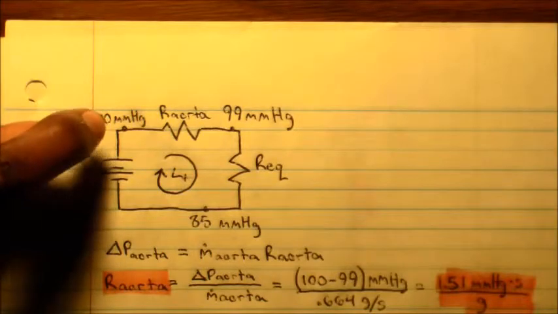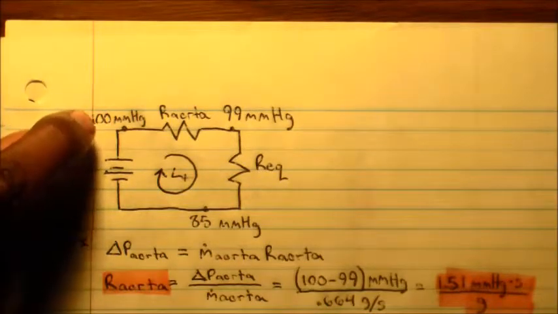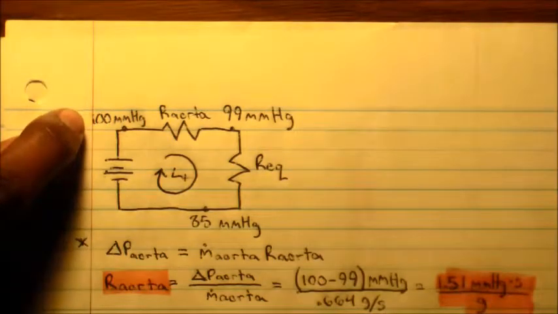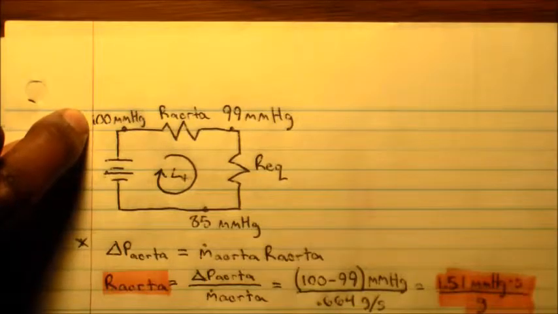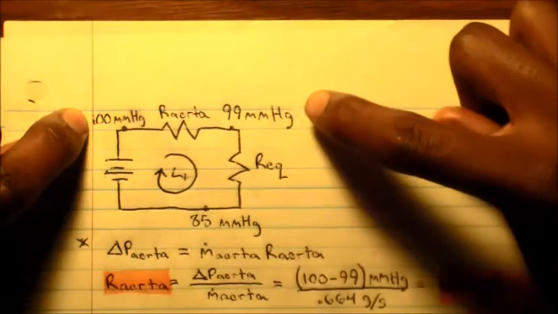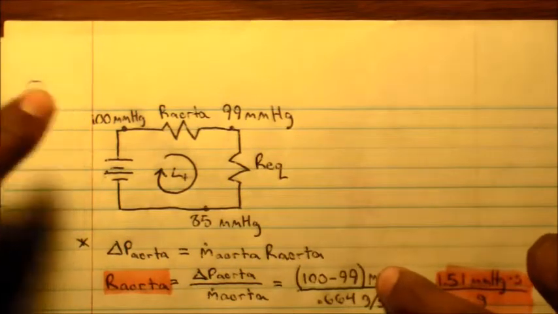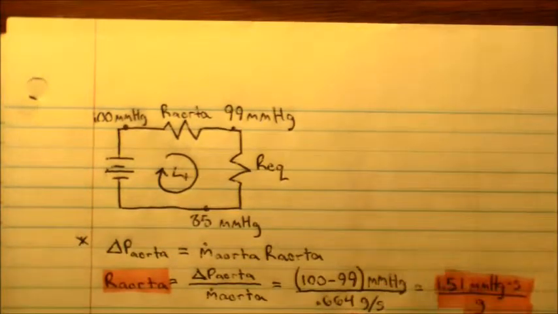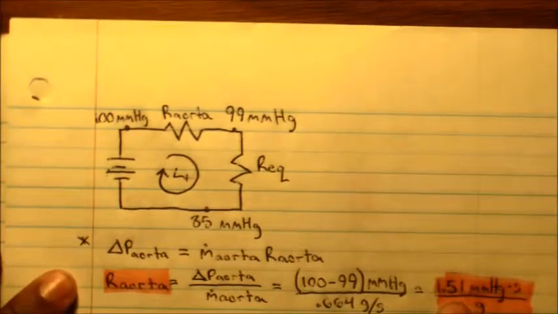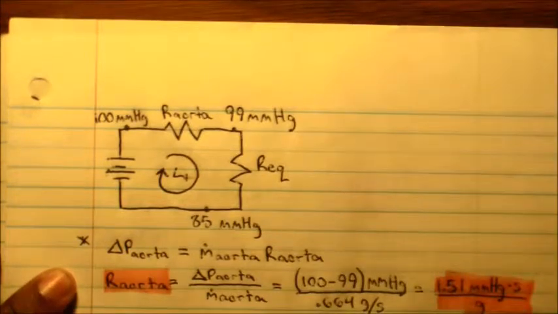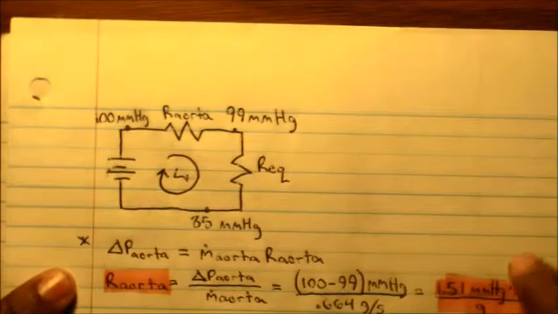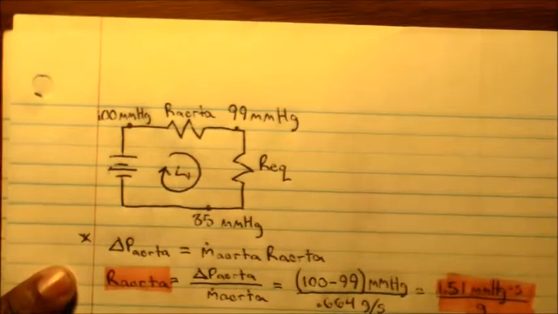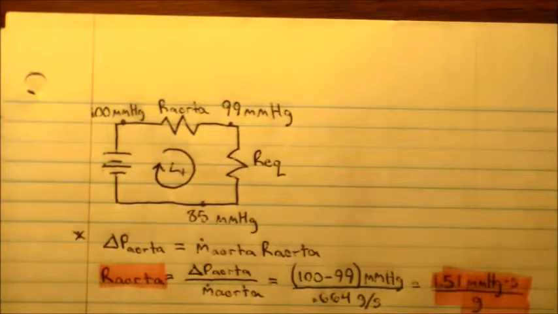And looking at this circuit, we can see that the change in pressure across the aorta is 100 millimeters mercury minus 99 millimeters mercury. And that divided by the mass flow rate, which we solved for earlier to be 0.664 grams per second, gives us 1.51 millimeters mercury times second divided by grams for the resistance. And take note of the unit for resistance in this equation.